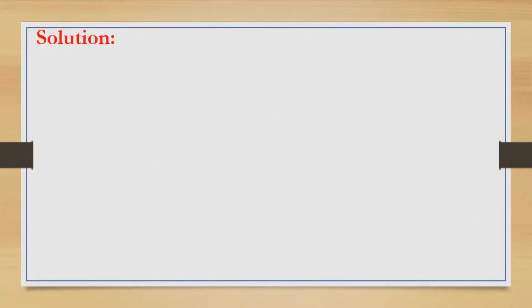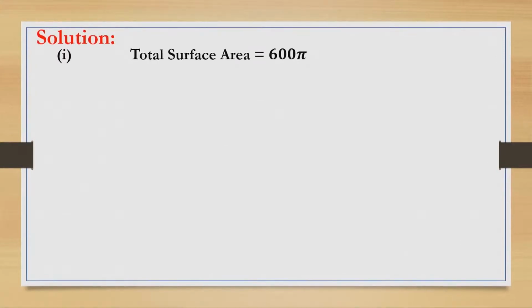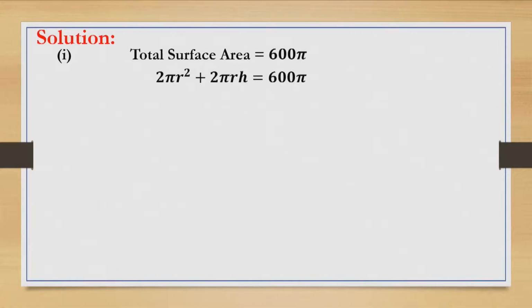So, remember, you have been given that the total surface area of the cylinder is 600 pi. Now, it is a closed cylinder. Do you still remember the formula for total surface area of cylinder? So you have two circles, one at the top, one at the bottom, and you have a curved surface part. The formula will be 2 pi r square for the two circles and 2 pi r h for the curved surface area.